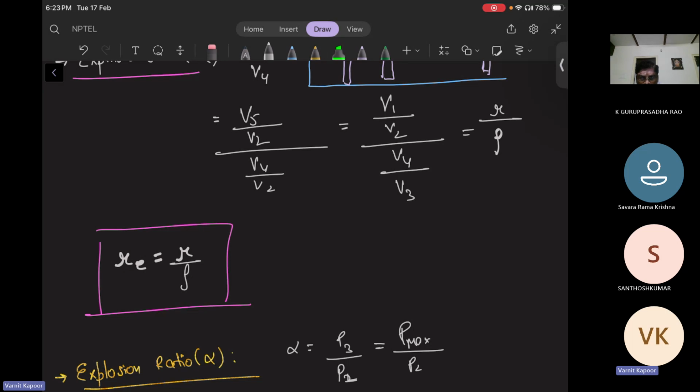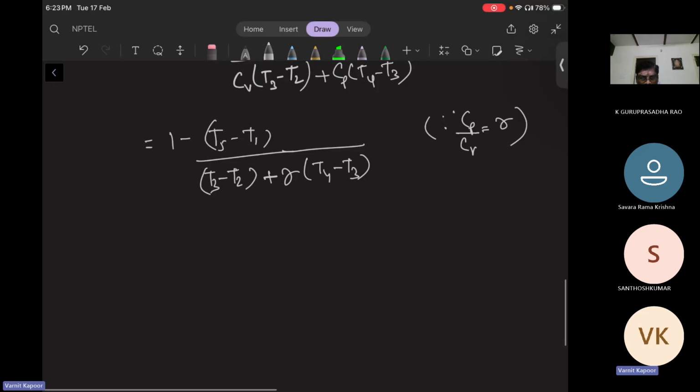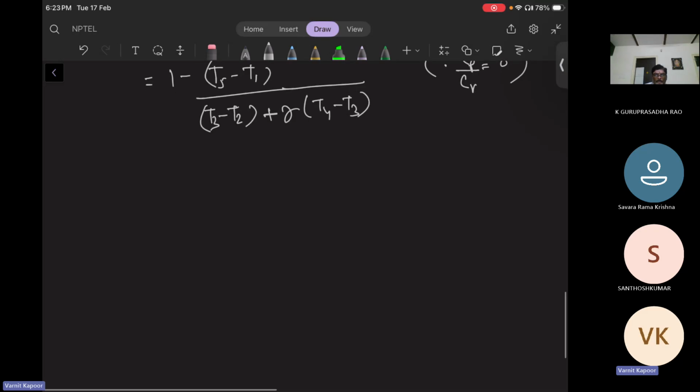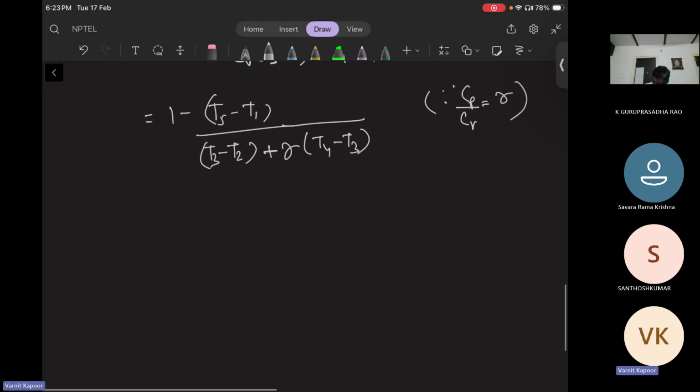Yeah. So now we have efficiency in terms of temperatures. Now we want all the temperatures in a single form. So let us see one by one. First, let's write T2; we will write all the temperatures in terms of T1. Since we know that from 1 to 2, it's a... Okay. Let's first make the temperature-entropy cycle also. Then you will understand more.